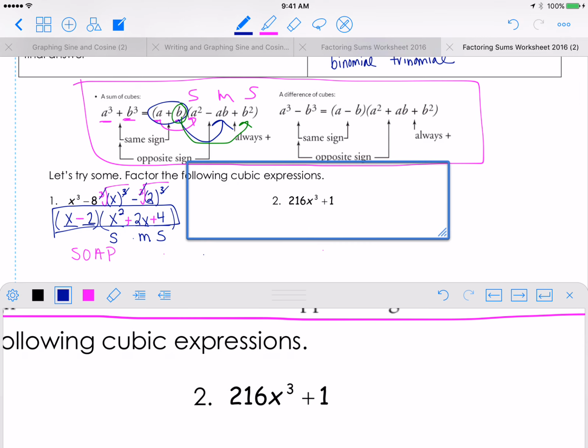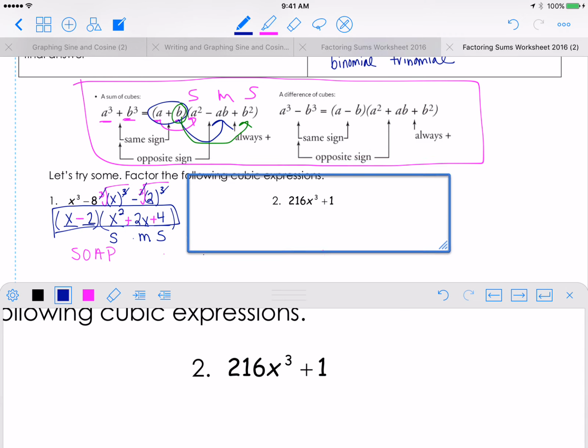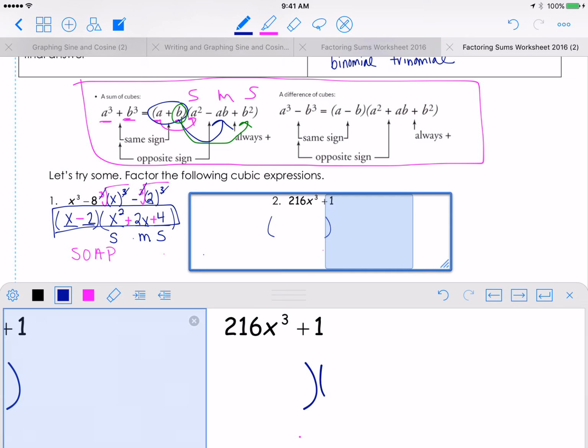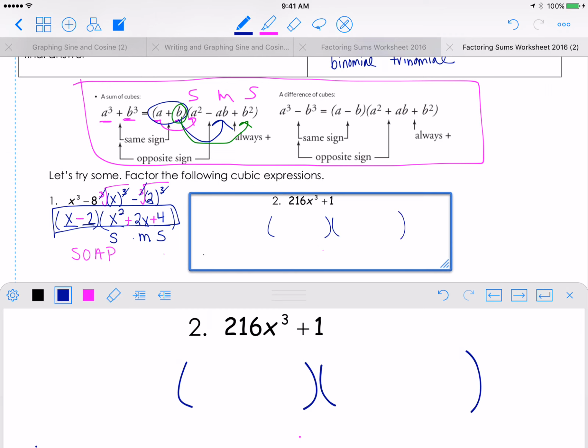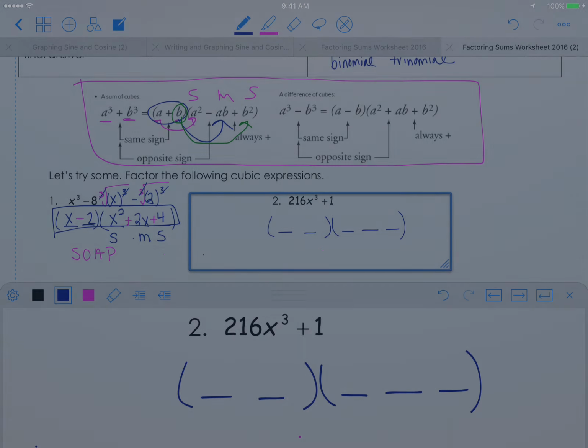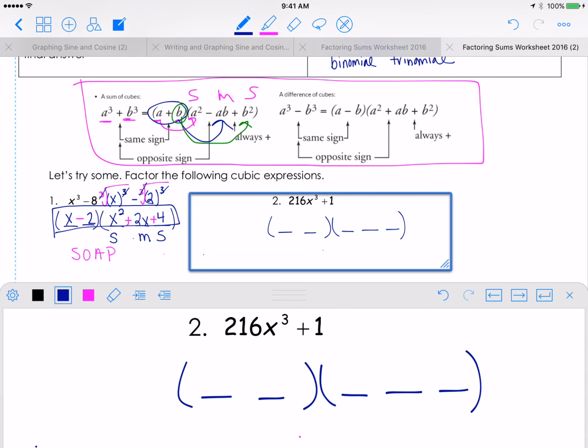So let's go to number 2. Remember, we're always looking for our GCF too. So do we need to take out a GCF here? I don't believe that there is one. So let's go and set up our binomial times our trinomial. Binomial, 2 terms, trinomial, 3 terms. So now think to yourself, or go back and look and see, what did we say? Oh, sorry. Got to get rid of that. No phone calls right now.